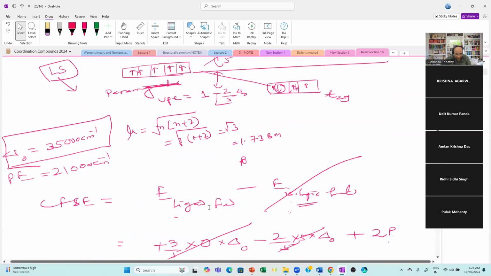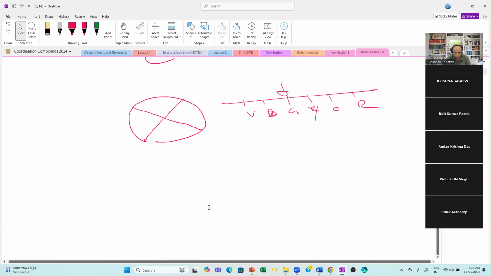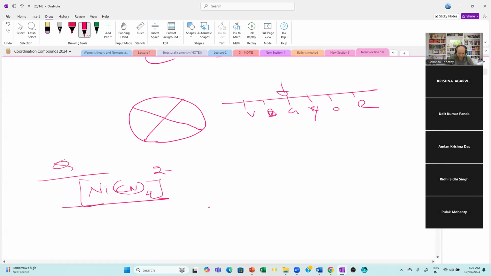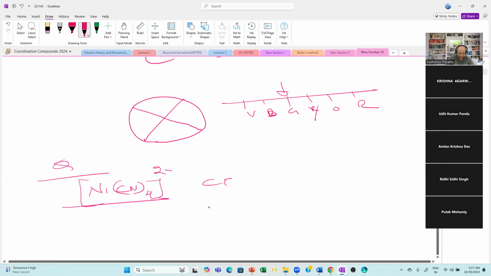So let us go for another one to find out everything we have done. Question number 2: apply CFT to predict, first predict the shape, and use CFT to find the magnetic properties.